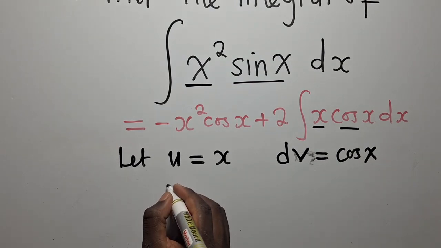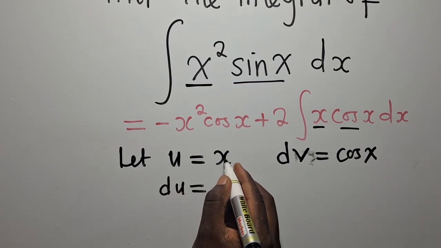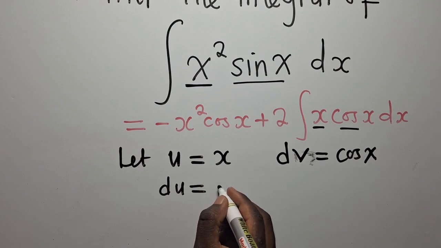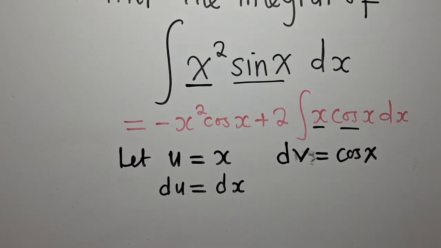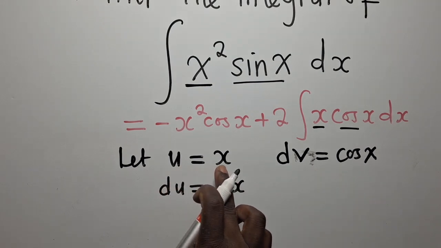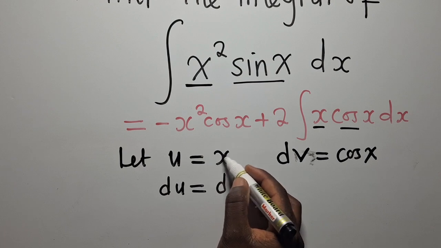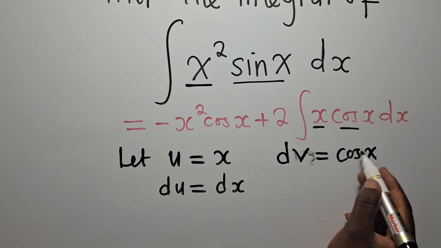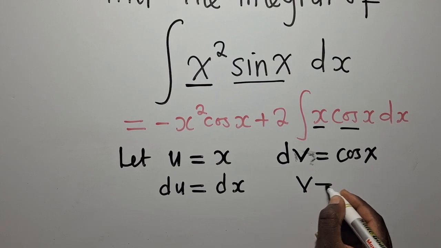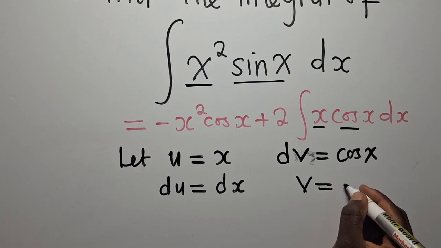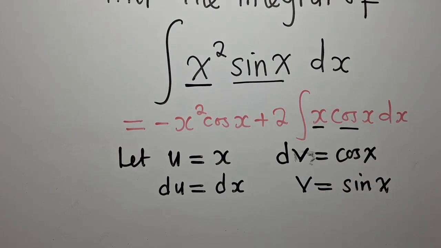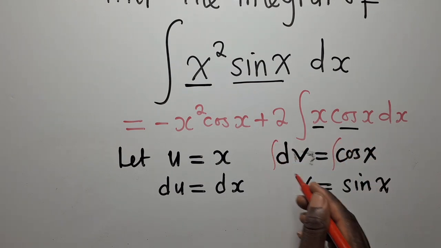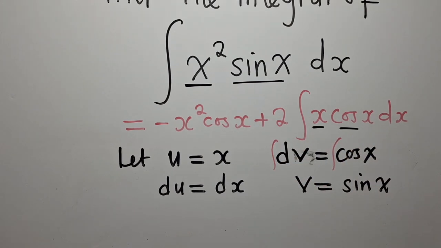Okay? So what is our du? The derivative of x, it's 1. So you remain with the dx. I'm repeating, let me repeat this. At this point, you need to find the derivative. At this point, you need to integrate, the opposite of derivative. The integral of cos x is sine x. I know you know the integral, so just integrate this. So you remain with the sine x.